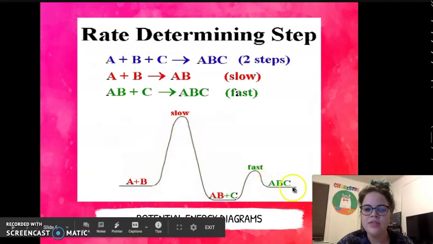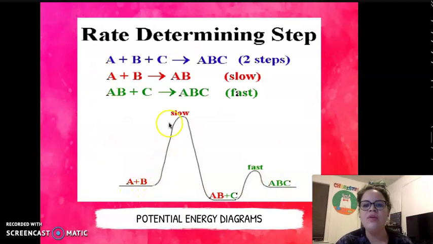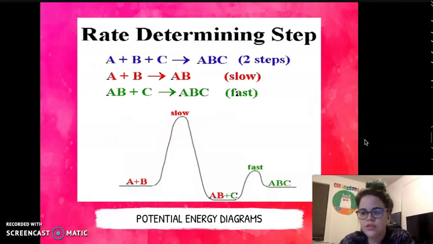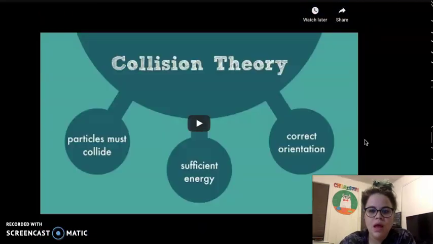Okay, and so as you can see here, it's like we're doing a 2-step reaction. To get A and B together, it takes a lot of energy to go up this hill, and then to make it react with C at the end, it's a little bit of energy. And so we'll be drawing these diagrams, called potential energy diagrams, to show the relative rate of chemical reactions as they occur. So we're going to watch a little bit of a video and learn about what is called collision theory. You see the bulk of it right here on the screen.